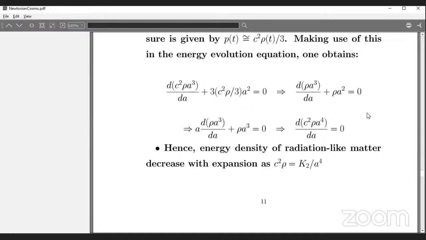So the frequency falls off as 1 over A, because the redshift stretches out a wavelength. Wavelength stretches out as A of t. Frequency being speed of light divided by wavelength, frequency falls off as 1 over A. So energy of the photon falls off as 1 over A. Number density falls off as 1 over A cube. So the energy density falls off as 1 over A to the power 4. That is a simplified manner of explaining intuitively why the energy density of radiation-like matter goes off as 1 over A4. Okay.